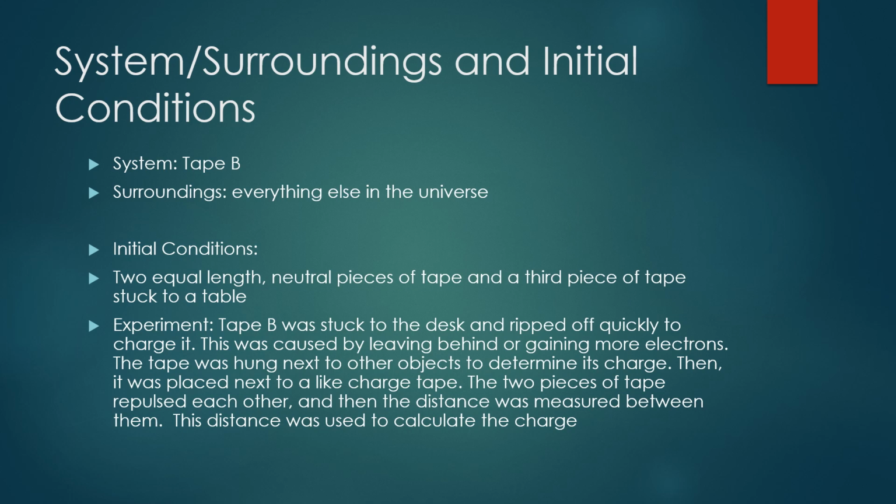The experiment consisted of tape B being stuck to the desk and ripped off quickly to charge it. This was caused by leaving behind or gaining more electrons. The tape was hung next to other objects to determine its charge. Then it was placed next to a like-charged tape. The two pieces of tape would push each other away, and the distance was measured between them. This distance was used to calculate the charge.